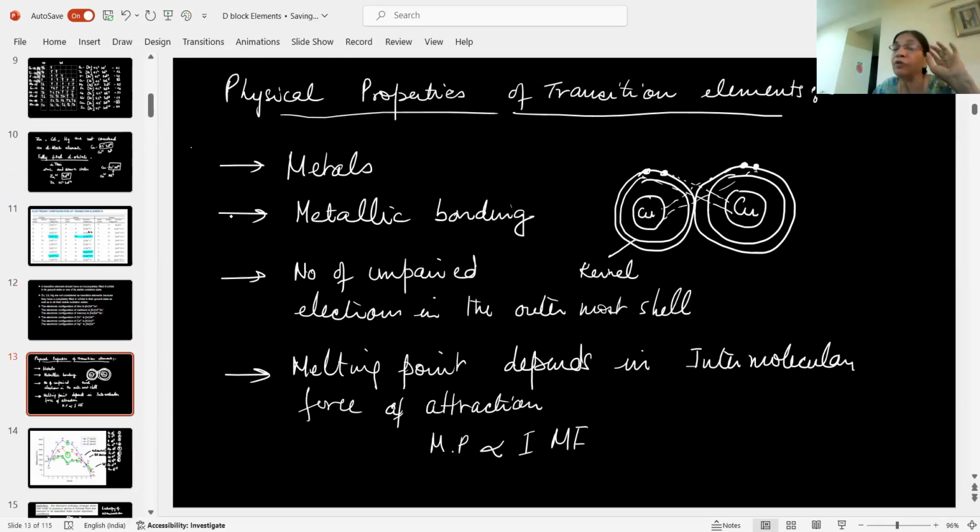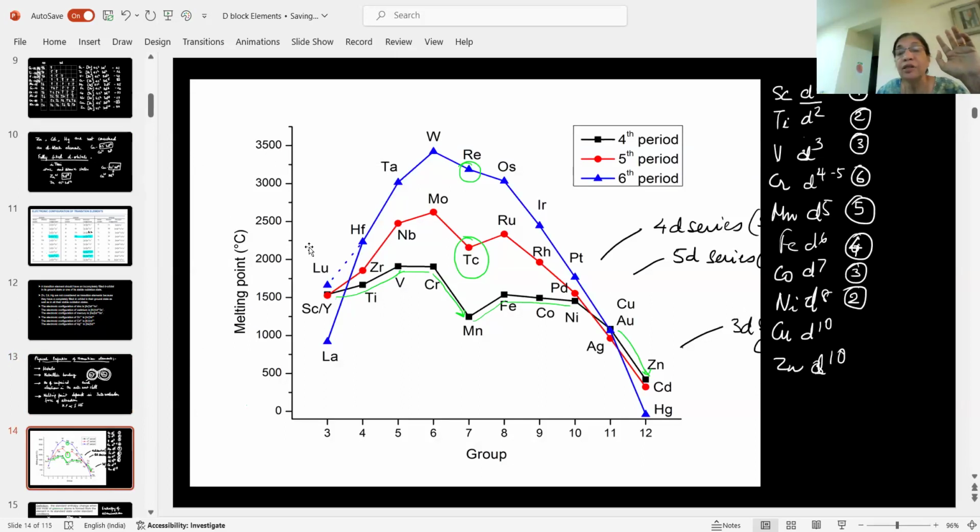The physical properties of transition elements, we need to see the trends. They are all metals, they show metallic bonding, and the number of unpaired electrons in the outermost shell decide, they take part in atomic bonding. So as the number of unpaired electrons increase in the outermost shell, the metallic bonding increases, and melting point depends on the intermolecular force which exists between atoms. You know that. So based on that, we decide the metallic bonding, the melting point.